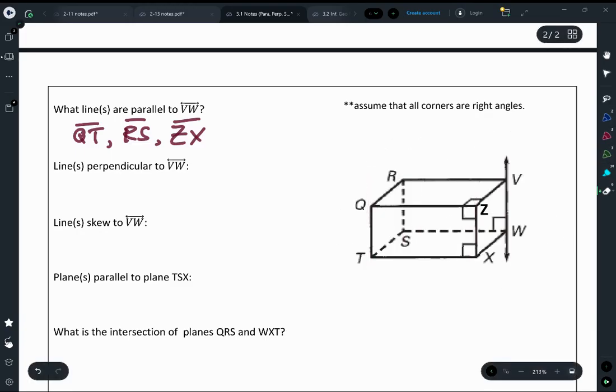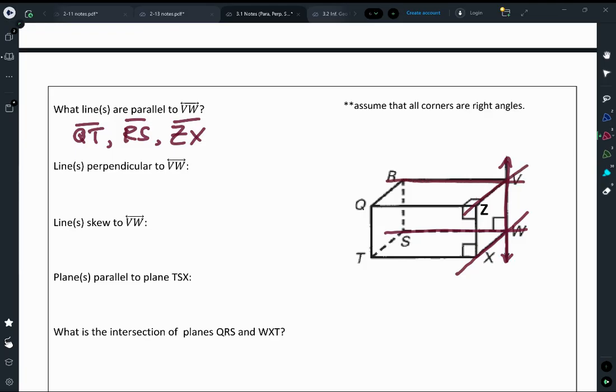So the next one's asking us lines perpendicular to VW. So we're still looking at VW, but this time we want perpendicular lines. So perpendicular lines would be lines that cross at right angles. So we've got this one here is going to cross at a right angle. We've got this one here, and we've got this one, and we've got this one. So all of those would be right angles.